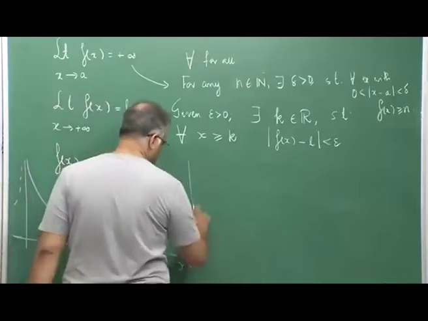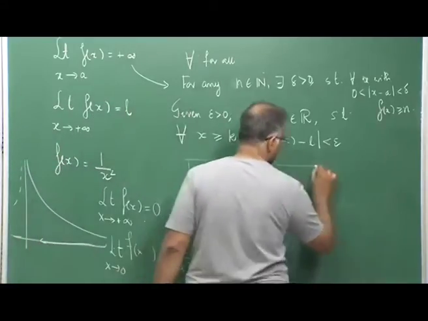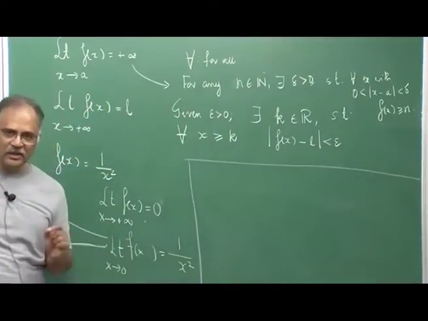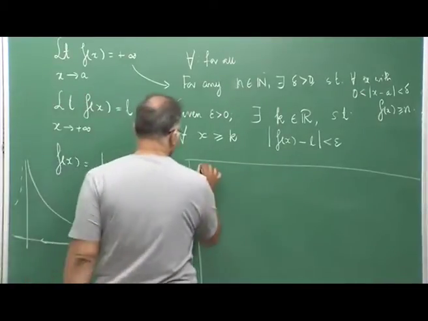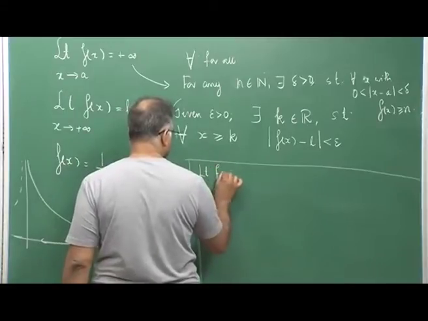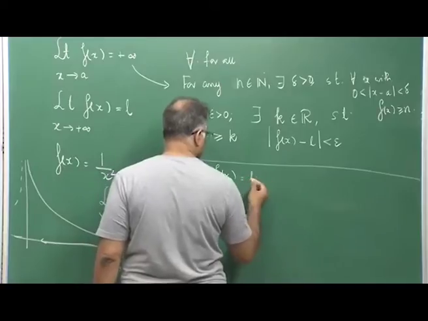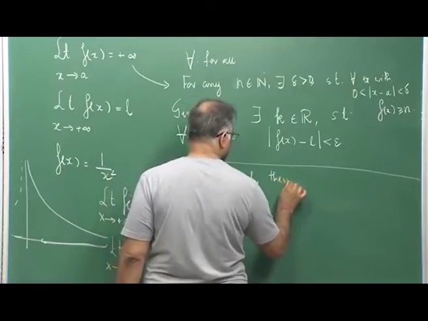So, here we want to say that if I have observed this limit of f(x) as x tends to A is L, then L is unique.